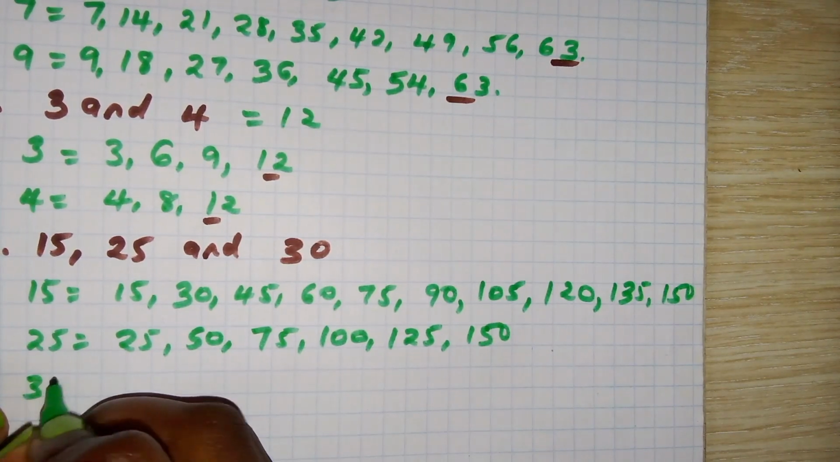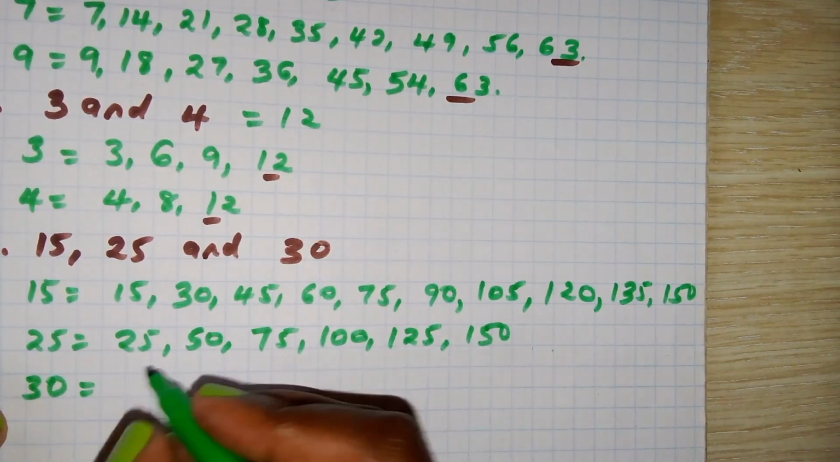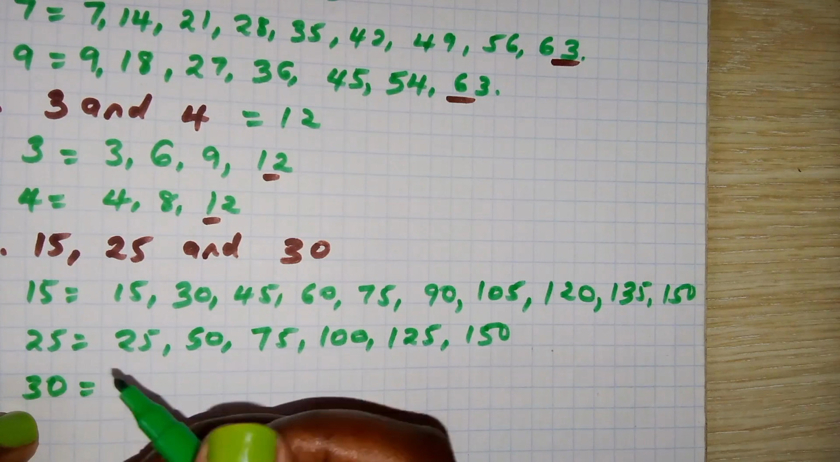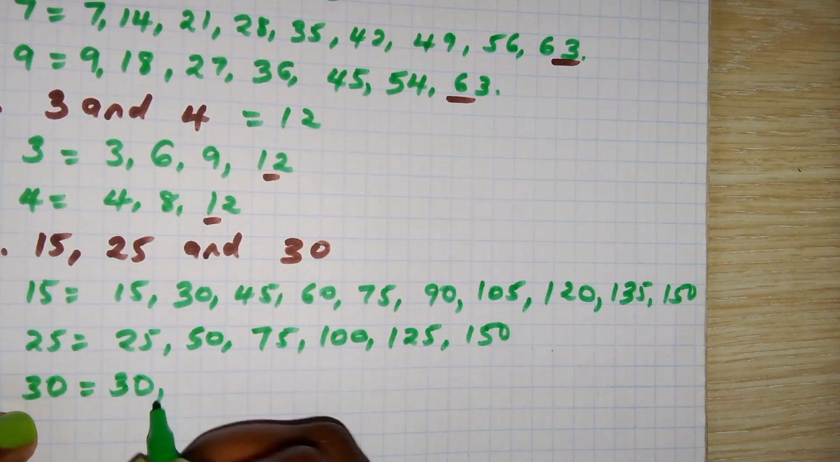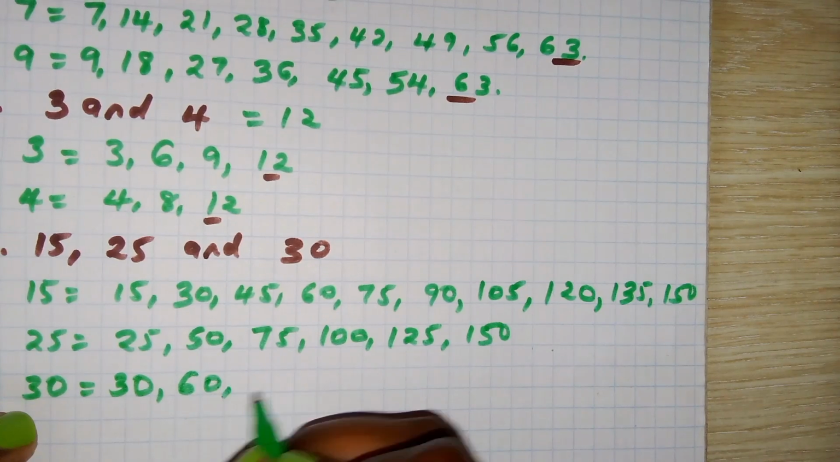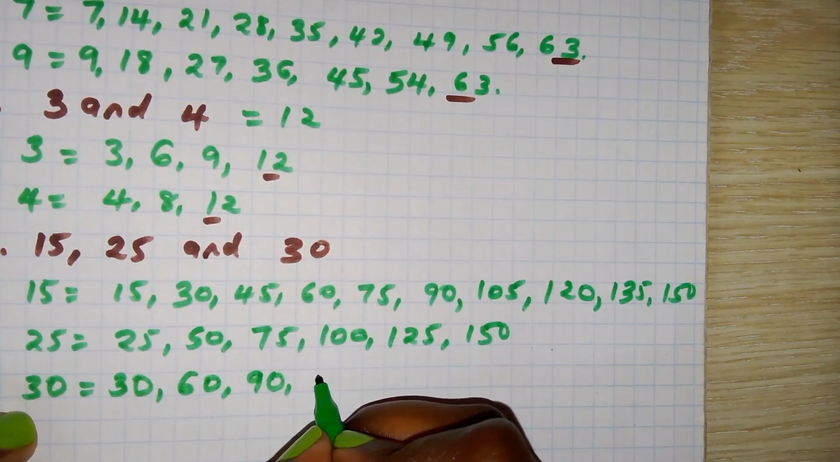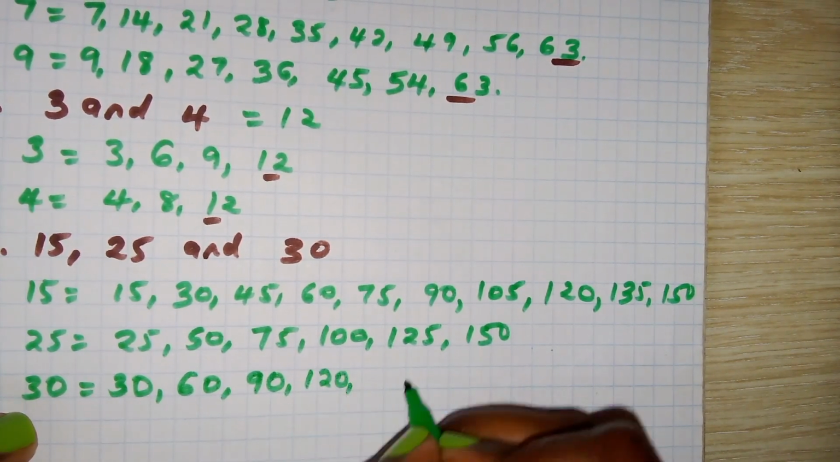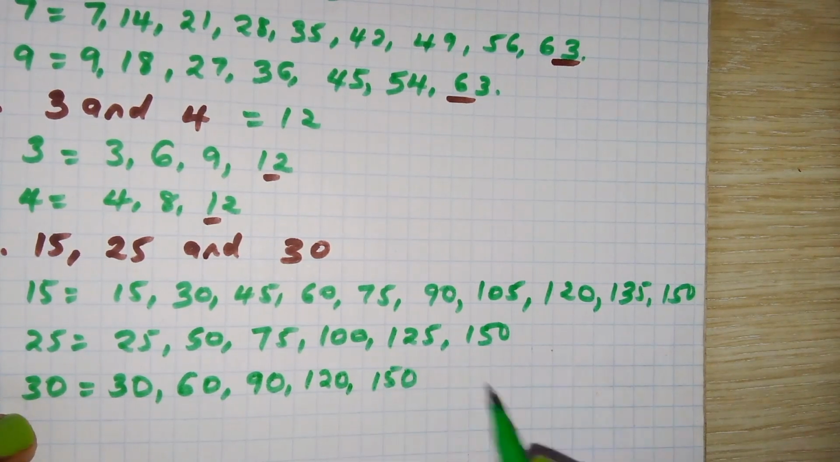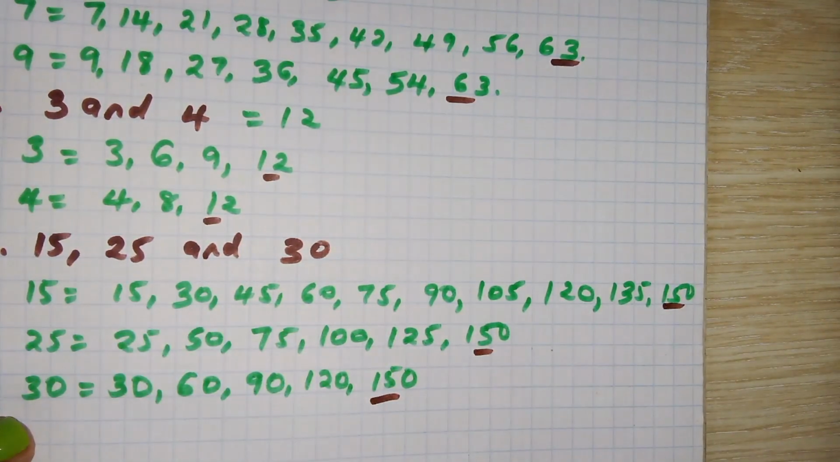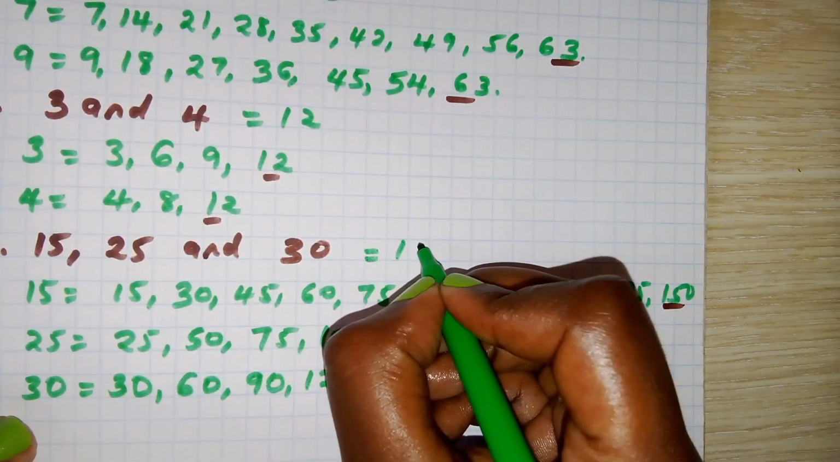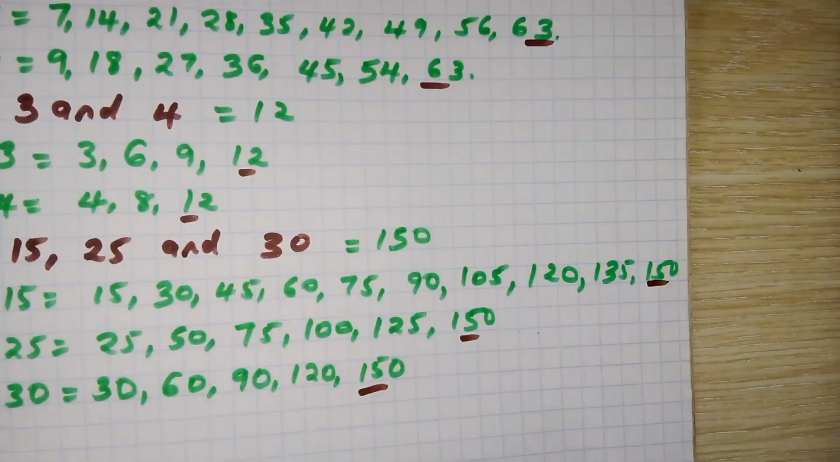Now let's do the multiples of 30. So multiples of 30, you could just do the 3 times table, but you add a 0. So 3, 6, 9, 12, 15. So the least common number is 150. Therefore the answer is 150.